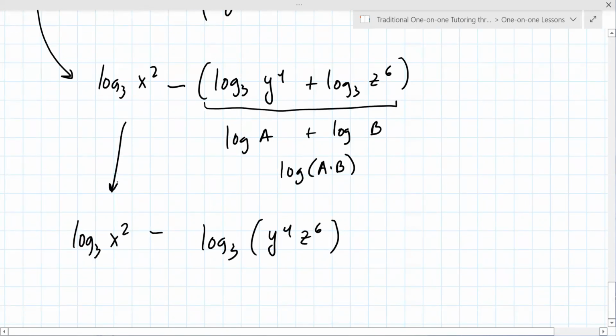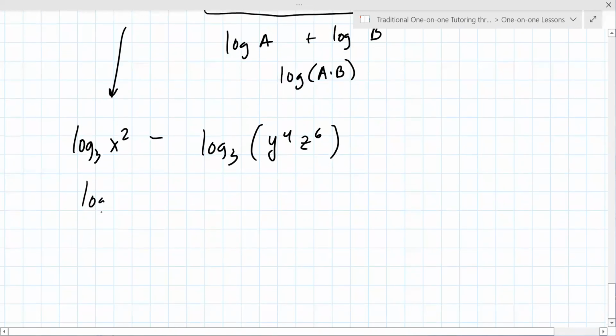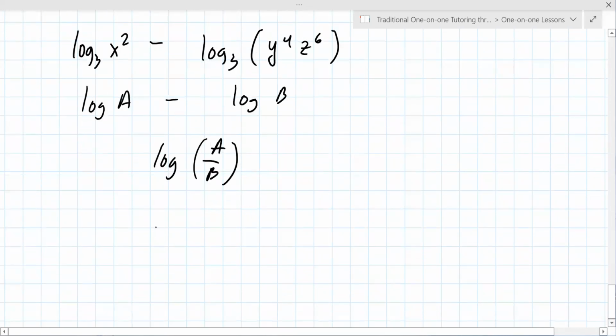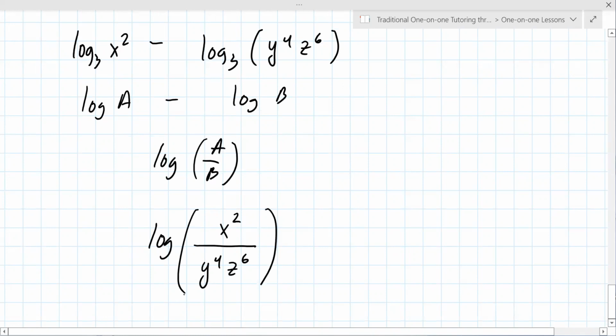Bring this one down. And now you've got a log a minus log b, which becomes log a over b. So everything on the right, y to the 4th z to the 6th, is going to go on the bottom. Log x squared over y to the 4th z to the 6th, like that. That's why most students prefer to say, okay, if it's negative, it goes on the bottom. If it's positive, it goes on the top.